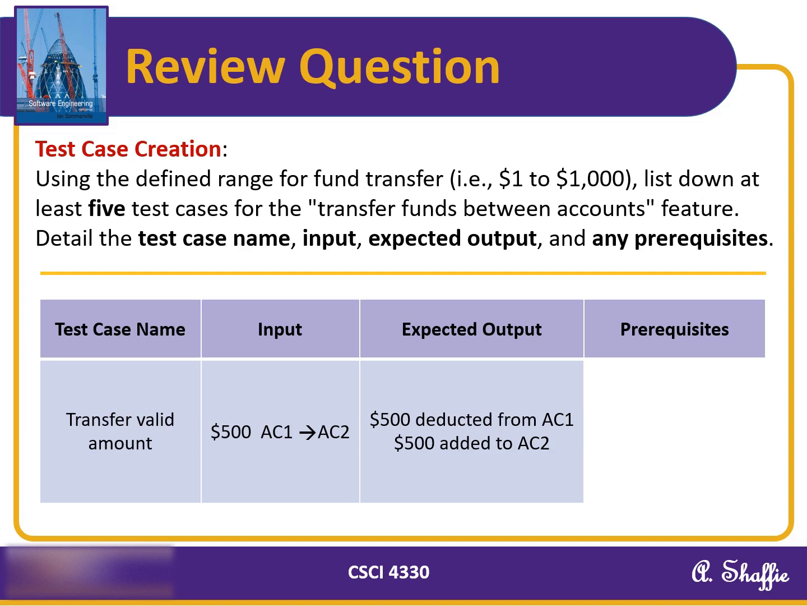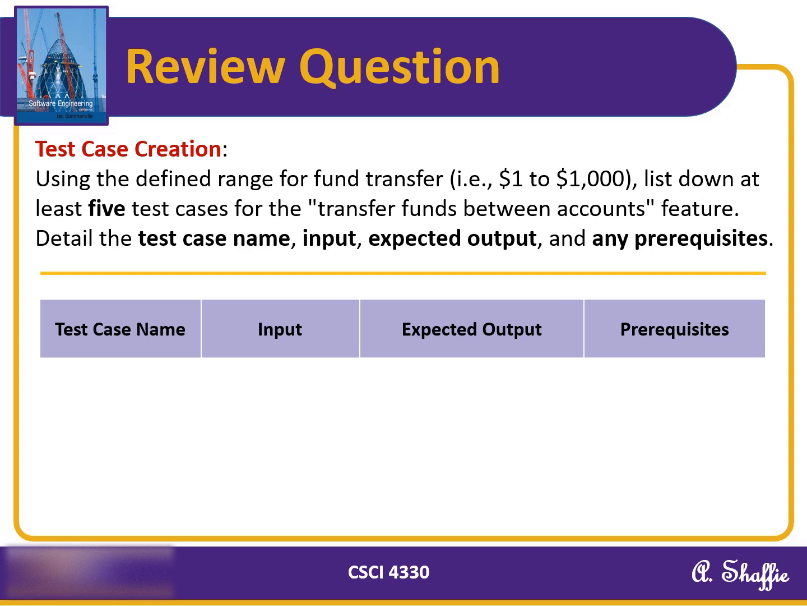Let's think together about the prerequisites. What are the needed prerequisites? If you think that there are no prerequisites needed, it's a problem because there are a lot of prerequisites here. For example, we need to make sure that both accounts exist. And the second prerequisite is to make sure that the first account has a balance greater than or equal to $500 to be able to do this transaction in a correct way.